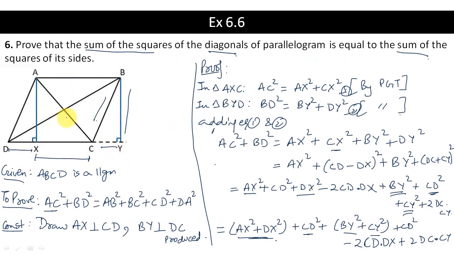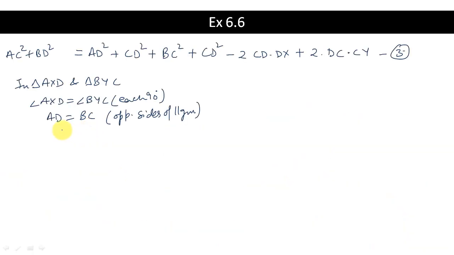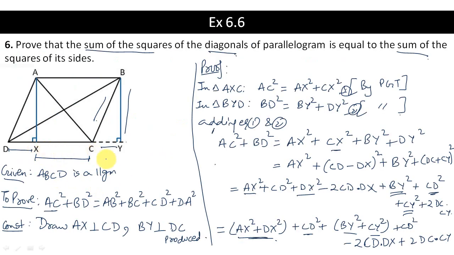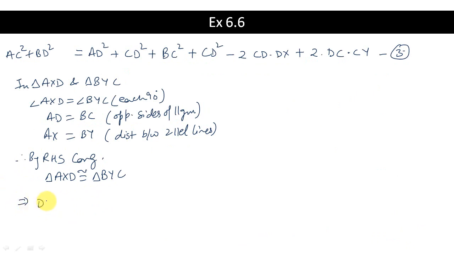And the sides AX and BY, both of them are equal. AX is equal to BY. And this is the distance between two parallel lines. Therefore, by RHS congruency, triangle AXD will be congruent to triangle BYC. So if AXD is congruent to BYC, we'll get DX is equal to CY. This implies DX is equal to CY by CPCT.